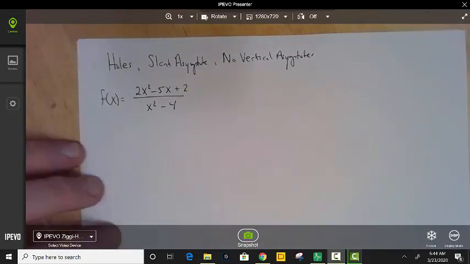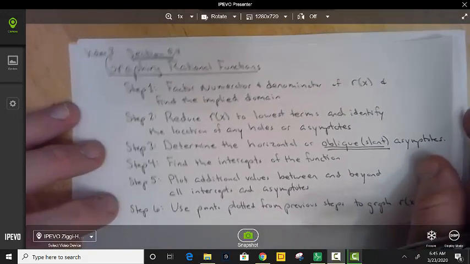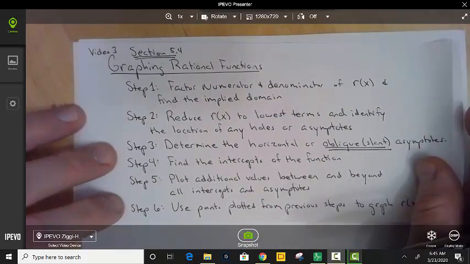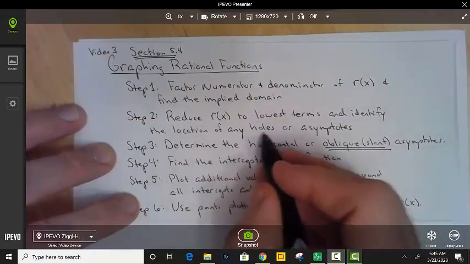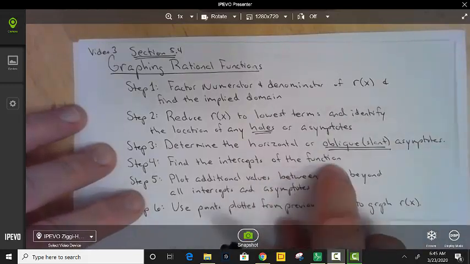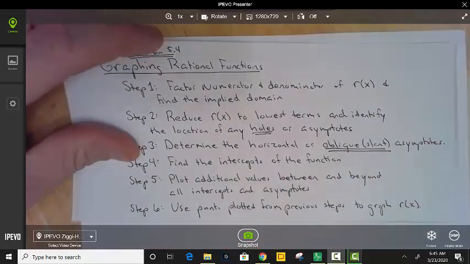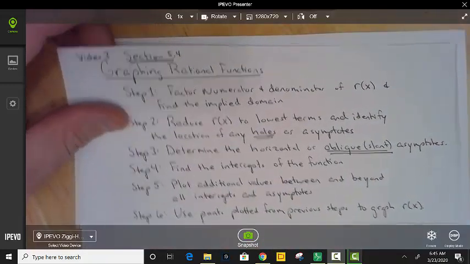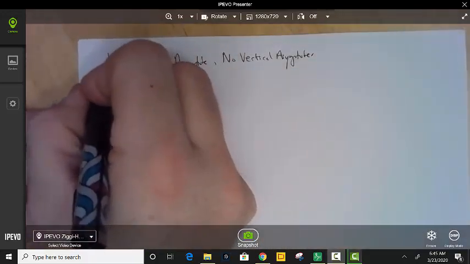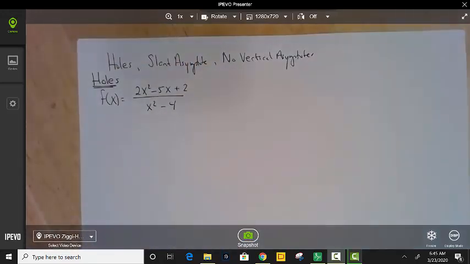If we're going to follow the same 6-step process that we've been following, we're going to factor the numerator and denominator, we'll find the implied domain, and we're going to reduce the function. That's what's going to allow us to identify the holes. Then we're going to determine any horizontal or oblique asymptotes, which we'll talk about also. Find the intercepts, plot additional points, and then use the additional points to create the graph. Okay, so this specific example is going to go over a graph that has a hole in it. That's what this example is here.